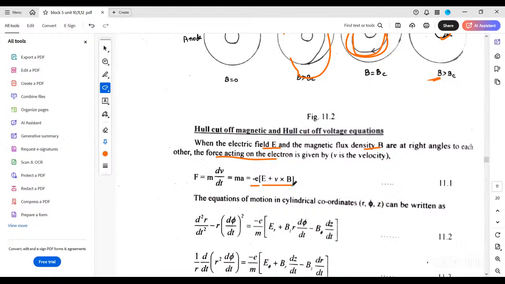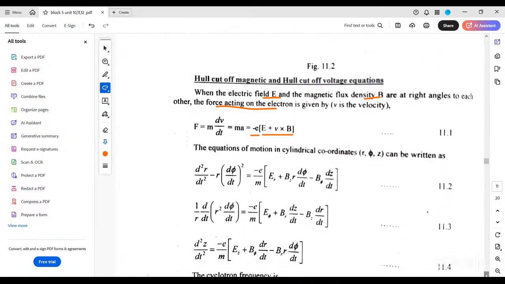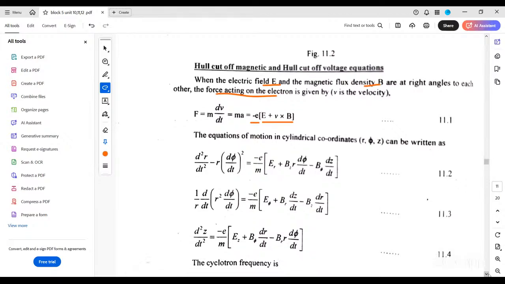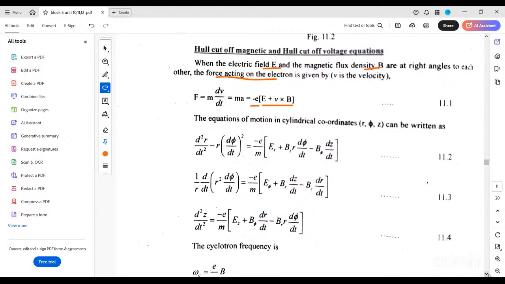In the first unit, I don't know who attended, we discussed polar coordinates, rectangular waveguide, and cylindrical waveguide. Based on the first unit, we have to learn these directly from 11.2. 11.2, 11.3, 11.4: these equations you have to learn directly. In the next session, I will discuss the first unit.